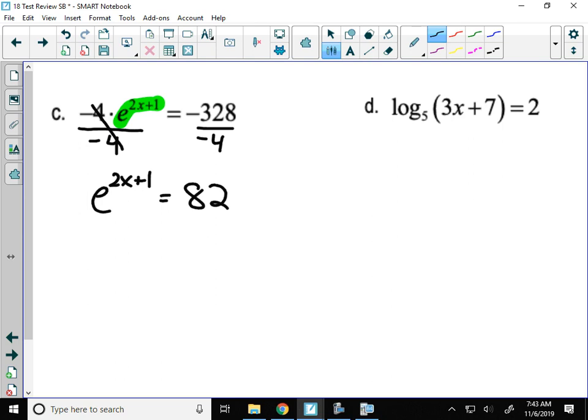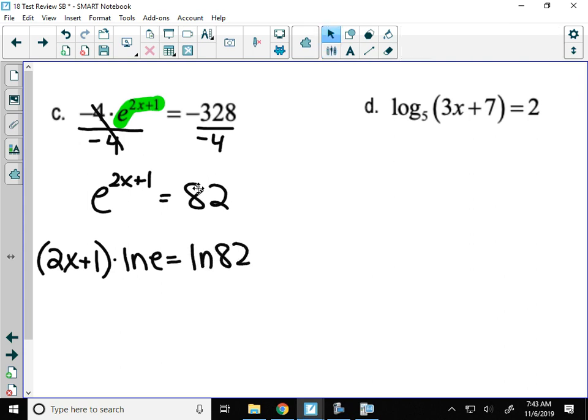Now I have e to a power by itself, so I can use its inverse, which is a logarithm, to solve. When I have a base of e, I'm going to use the natural logarithm. So I'm going to move that whole exponent down in front and take the natural log of both sides. Remember, we've talked a lot that the natural log of e equals 1. So since it's 1, I can just cross it off. It's not going to change the value when I divide. It's just extra writing, so let's eliminate it now.